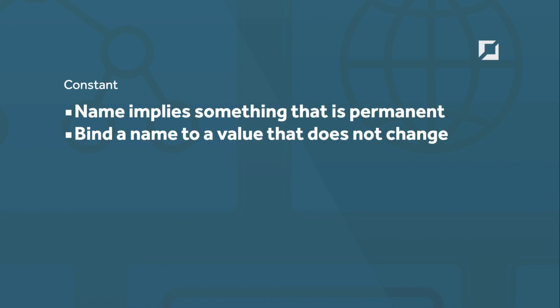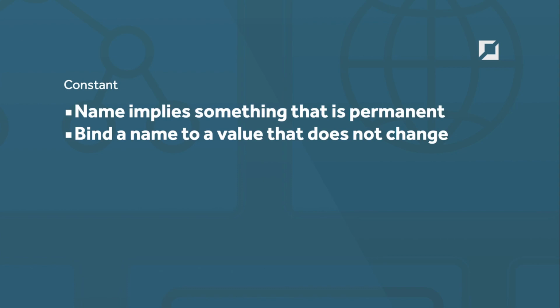So we use the name of the constant to access that data. But again, as the name implies, constant. If we declare a constant variable, it's suggesting that this is something that is permanent. So this might be important in some programs.